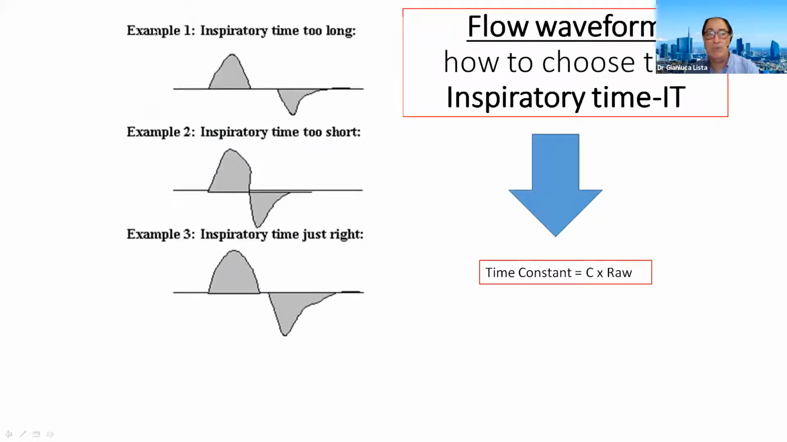Because we have to remember that we can have 3 different examples of the inspiratory time. In example number 1, the inspiratory time is too long. In example number 2, the inspiratory time is too short. And only in example number 3, the inspiratory time is just right, because the inspiratory flow comes towards the baseline and immediately starts the expiratory flow. So the flow waveform helps you in choosing the inspiratory time that is right for this baby. And the inspiratory time depends on the time constant, that is the product of the compliance and the resistance.